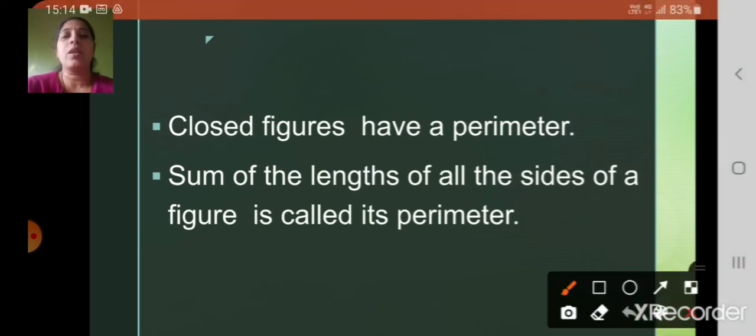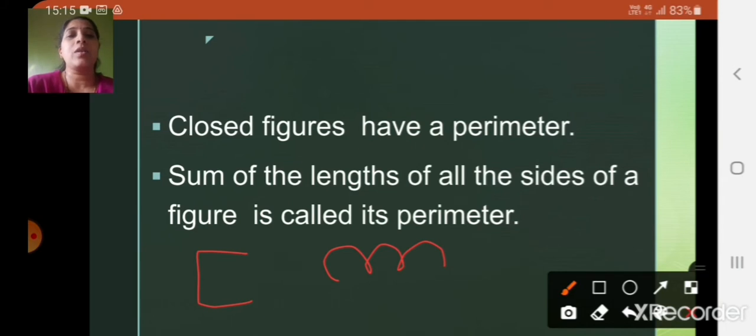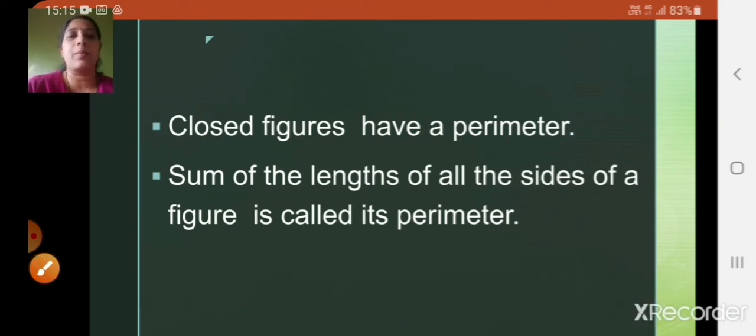And open figures means one end will be open, right? Now if you see, this is an open figure, because this side is open. Now this is also an open figure, right? Because it is open from here. So these are the open figures, and closed figures, as I told you, rectangle, square, circle, rhombus, all these are your closed figures. So only closed figures have got a perimeter.